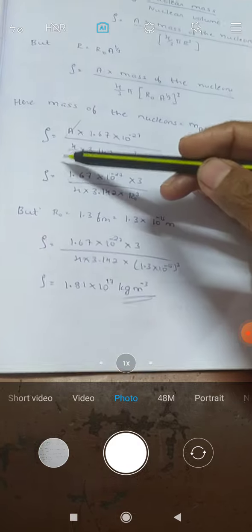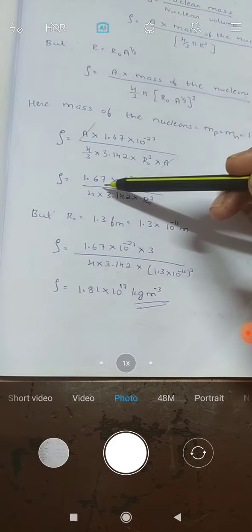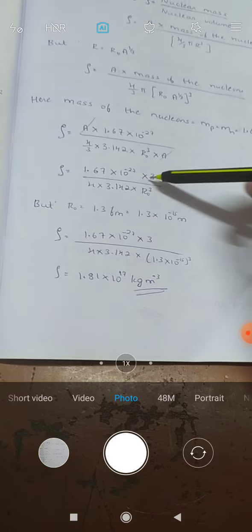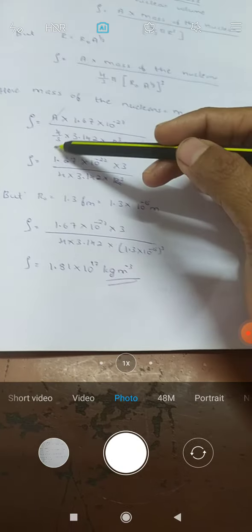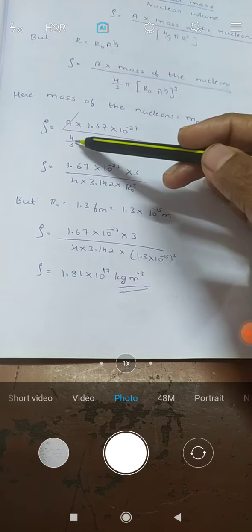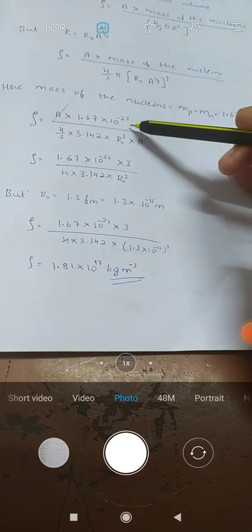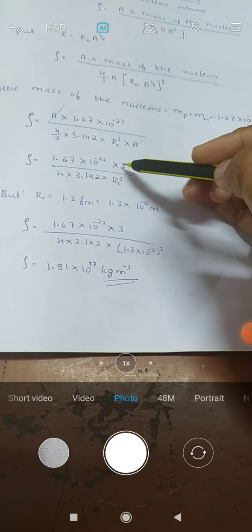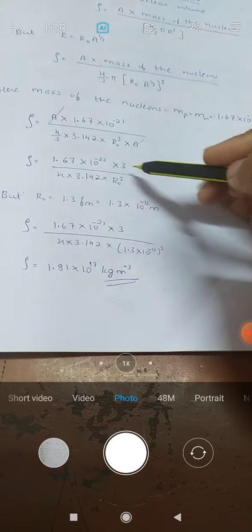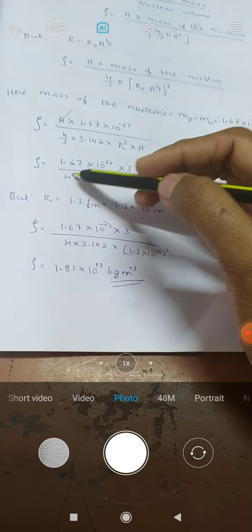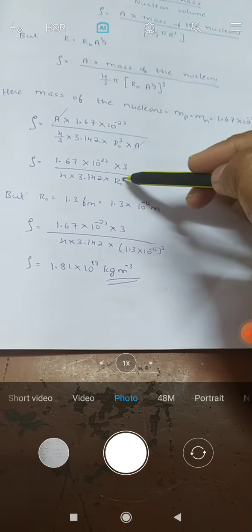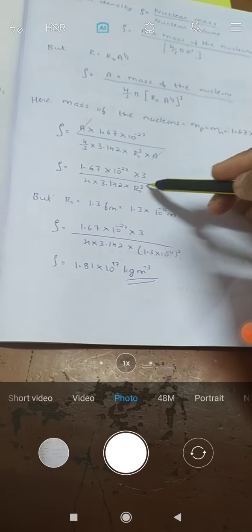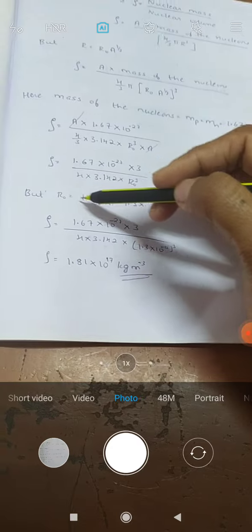The nuclear density rho is equal to 1.67 into 10 to the power of minus 27 into 3, because the denominator term consists of a 3 that will go to the numerator, so multiplied by 3, whole thing divided by 4 into 3.142 into R naught to the power of 3.